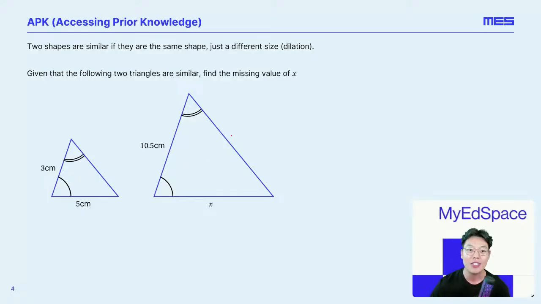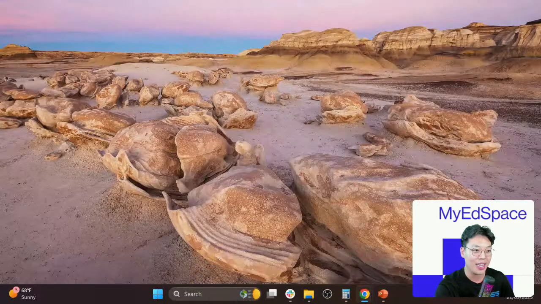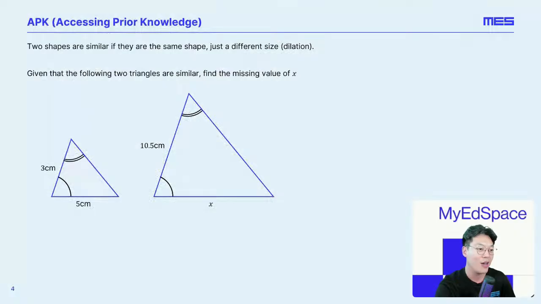So now, does anyone remember in the chat how we would find this missing value of x right here? How would we look for this missing value of x? Does anyone remember from these two similar shapes? Anyone would like to enlighten us? How to find x here?